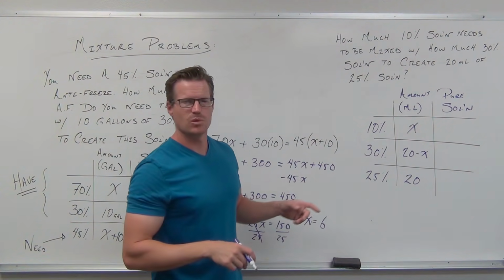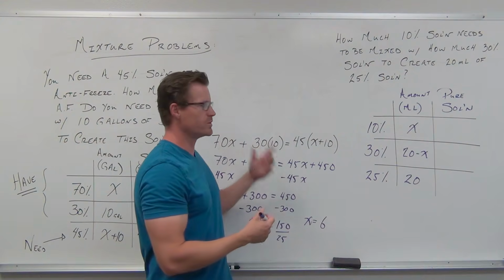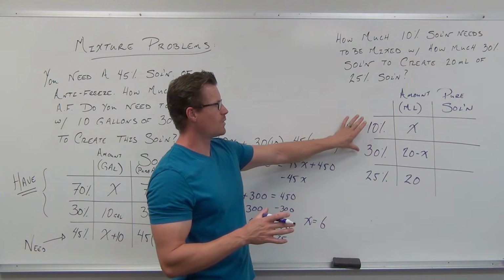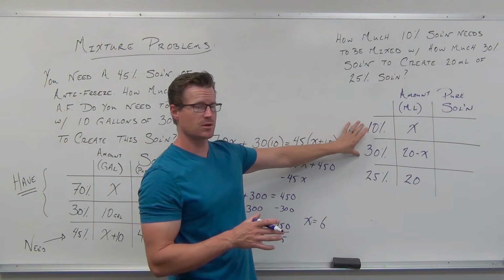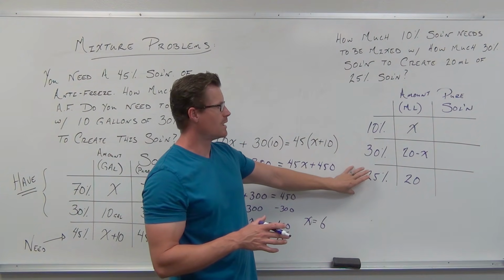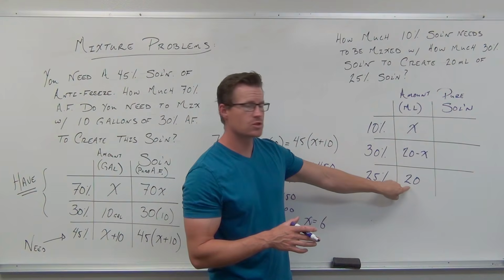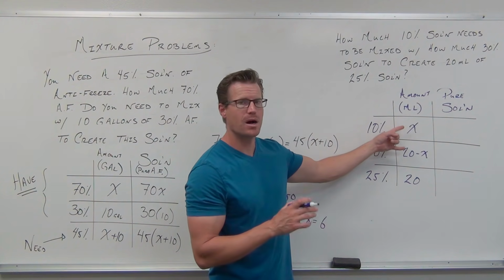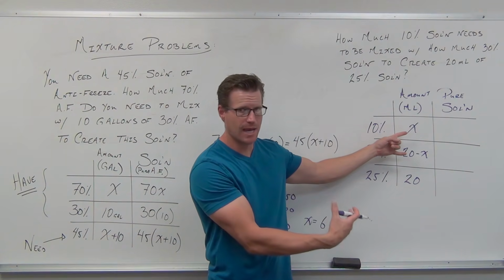Again, you can use the decimal or you can just use the percent. It doesn't matter. You'll be changing it anyway. So your little recap here is what you have is 10% and 30%. What you need is 25%. In this case, it's giving you the total amount that you need. The amounts that you have must add to it. They have to add to it.